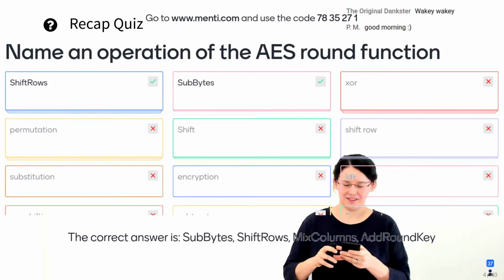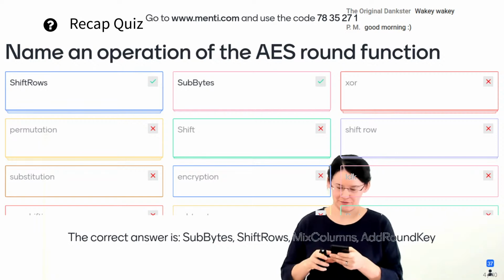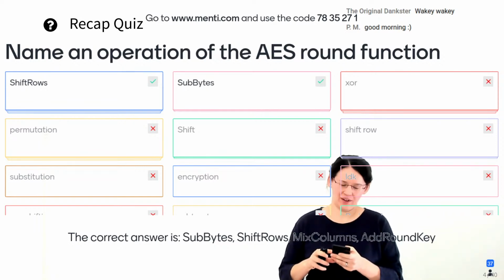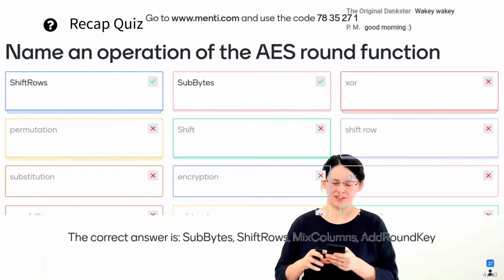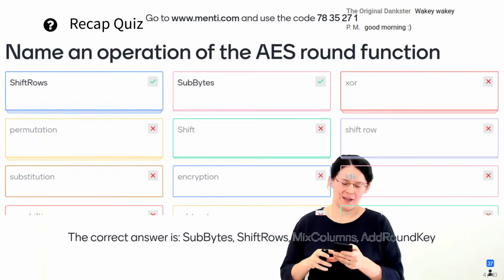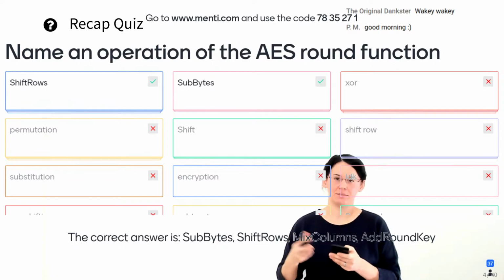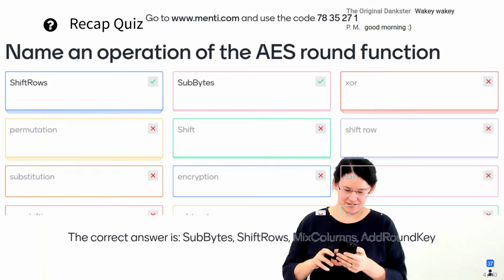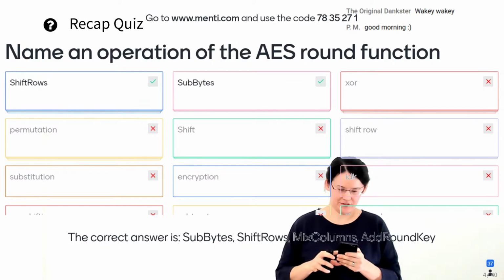Compression, oh no, this is not a step of the AES round function. So this is a different type of primitive. Some encoding. No, AES actually does not really do encoding. So that's rather something that the mode on top would do. Padding is also not something AES does, but that the mode on top does. Okay, so these are all the answers I can see here.